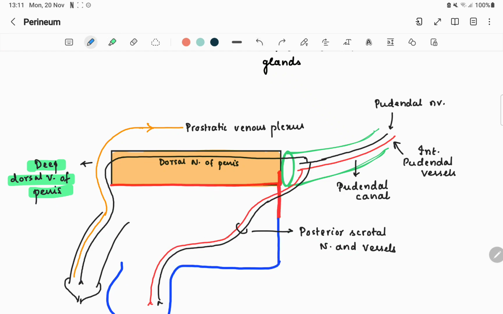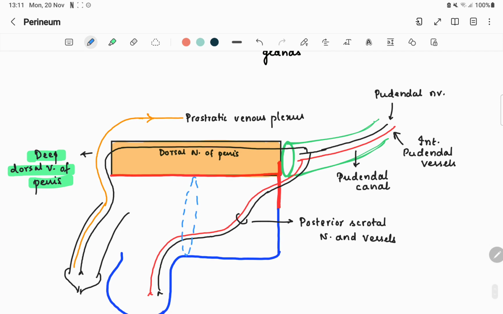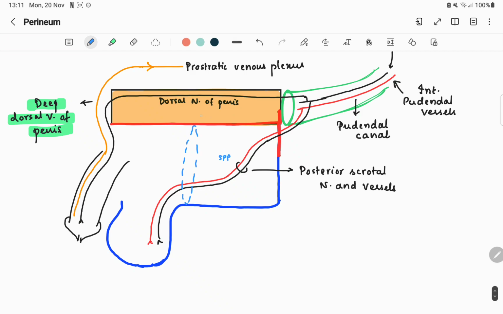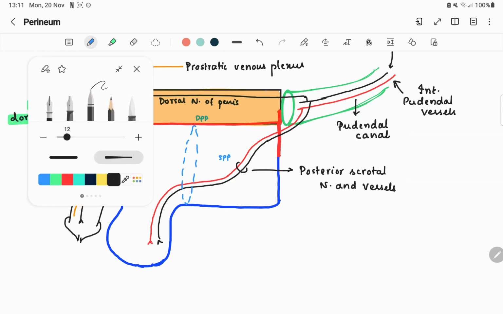Okay, I haven't drawn. Let me draw. This is the opening of a superficial perineal pouch here. Okay, this is the SPP and this is the DPP. So talking about this, let's see how the structures are running.